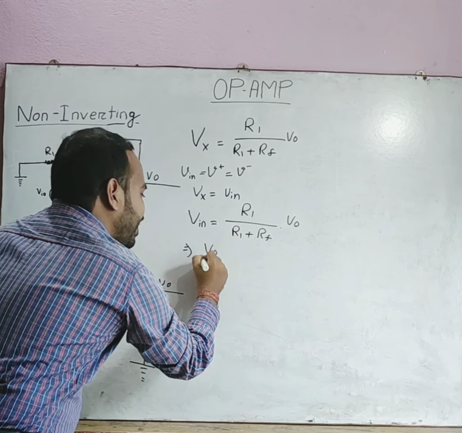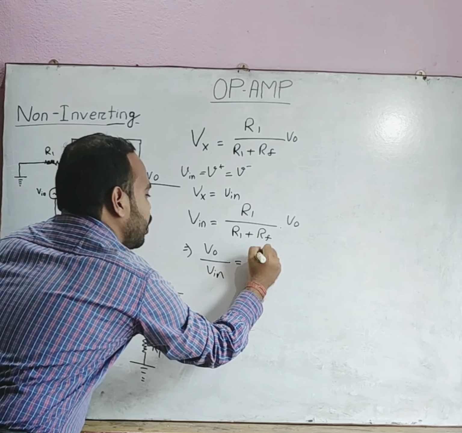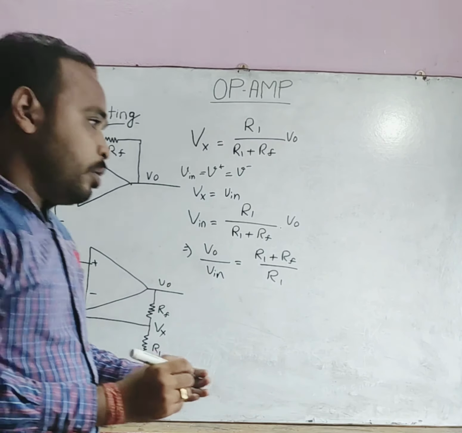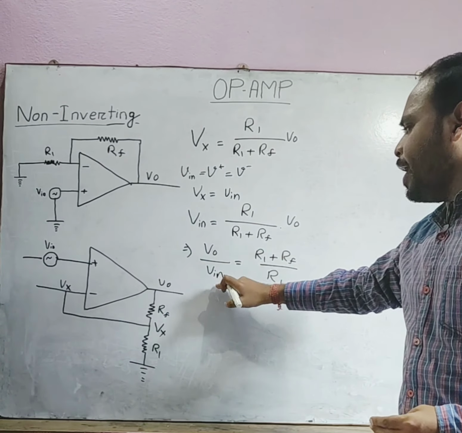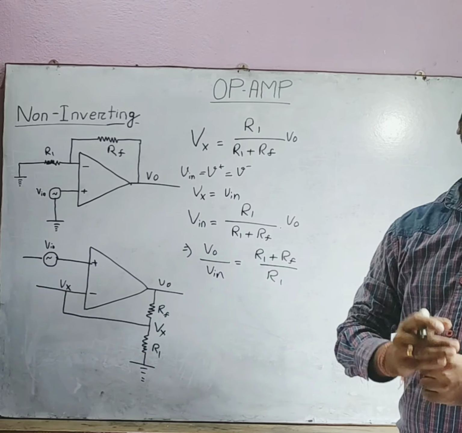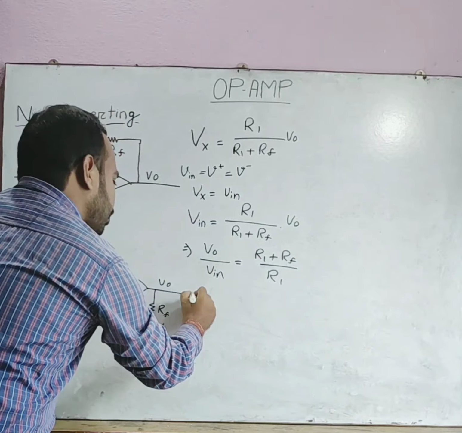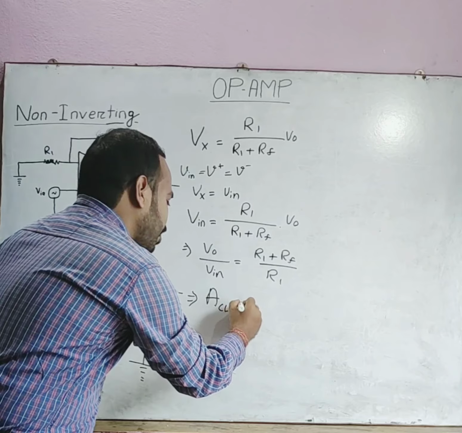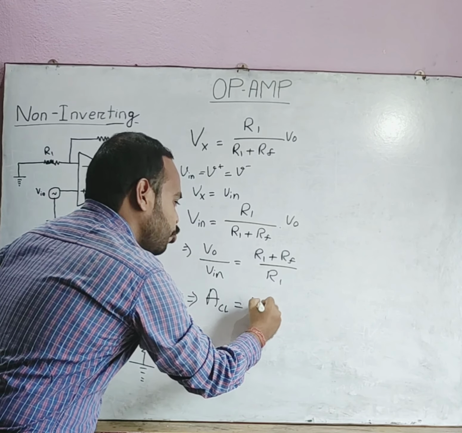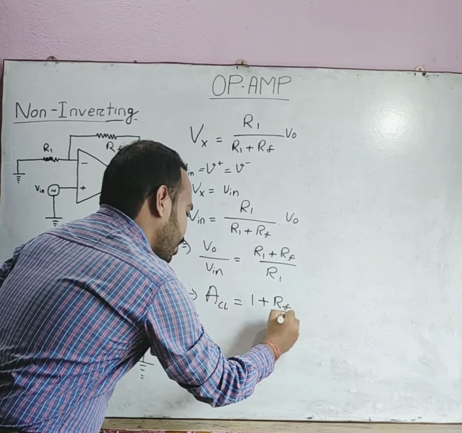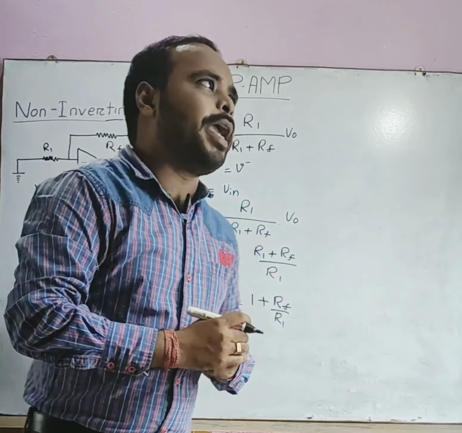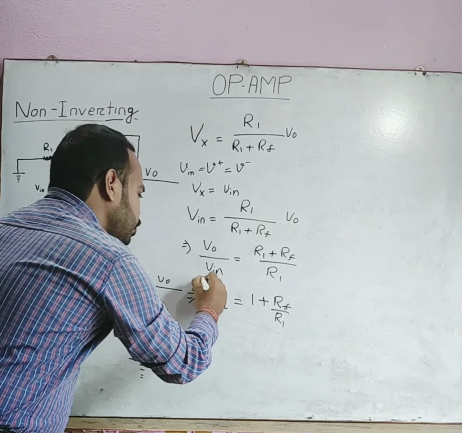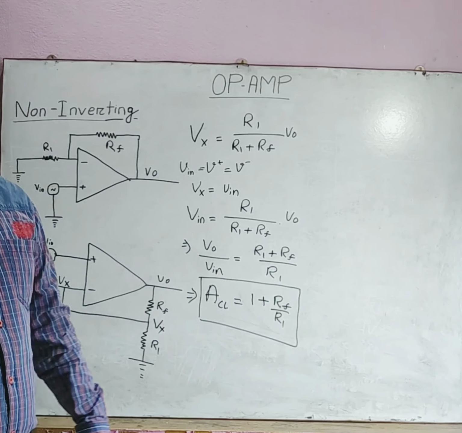And now V0 divided by V input becomes R1 plus Rf divided by R1. Now, the ratio of the output voltage and input voltage is called the gain of the op-amp, and this is called the closed loop gain. We write it as ACL, which is equal to, when we divide by R1, 1 plus Rf by R1. We call it closed loop gain because the feedback is applied to the inverting terminal. So here the closed loop gain is equal to 1 plus Rf by R1.